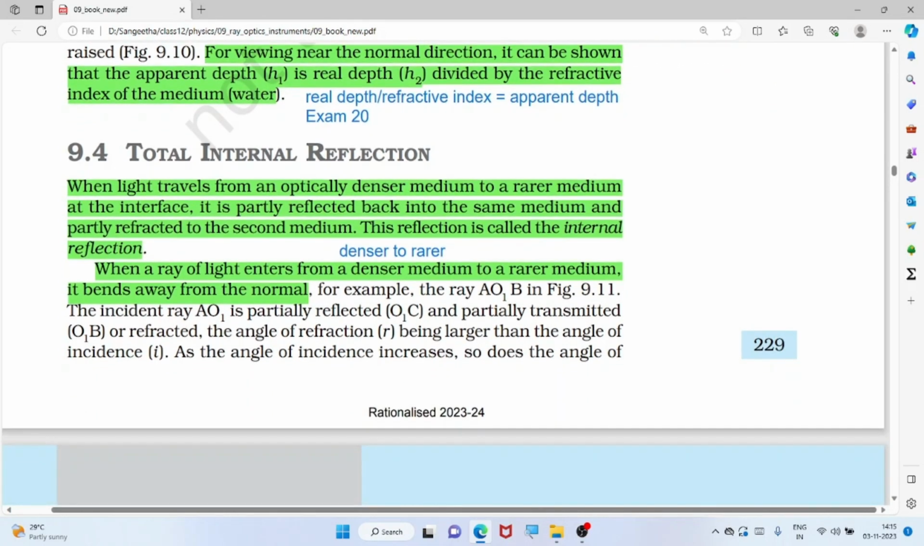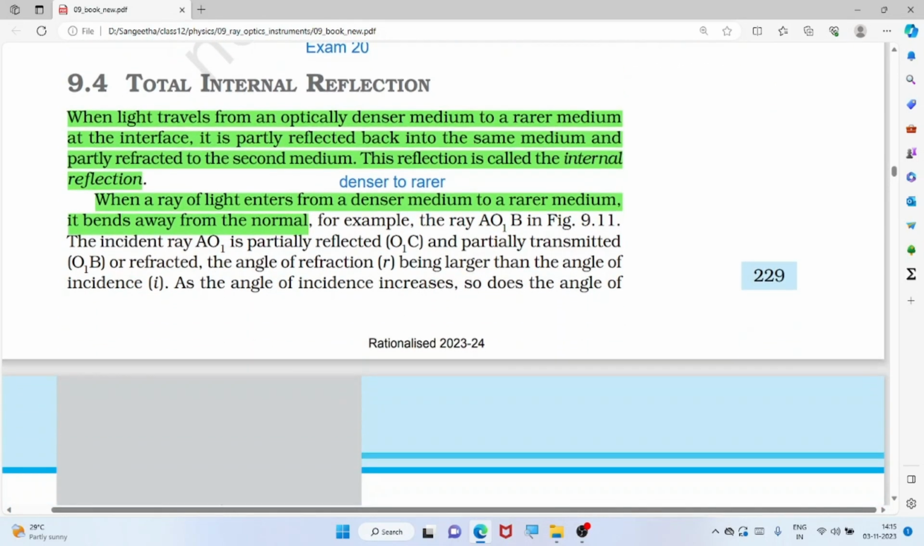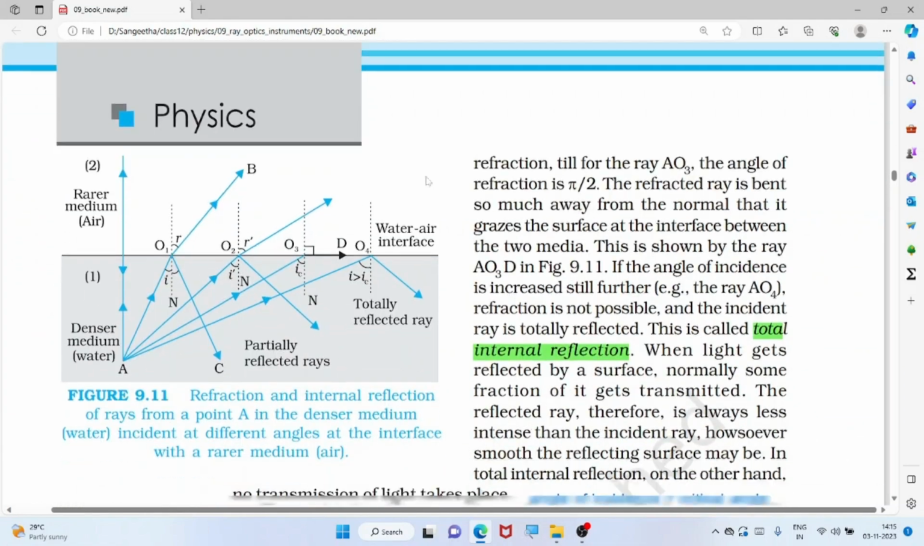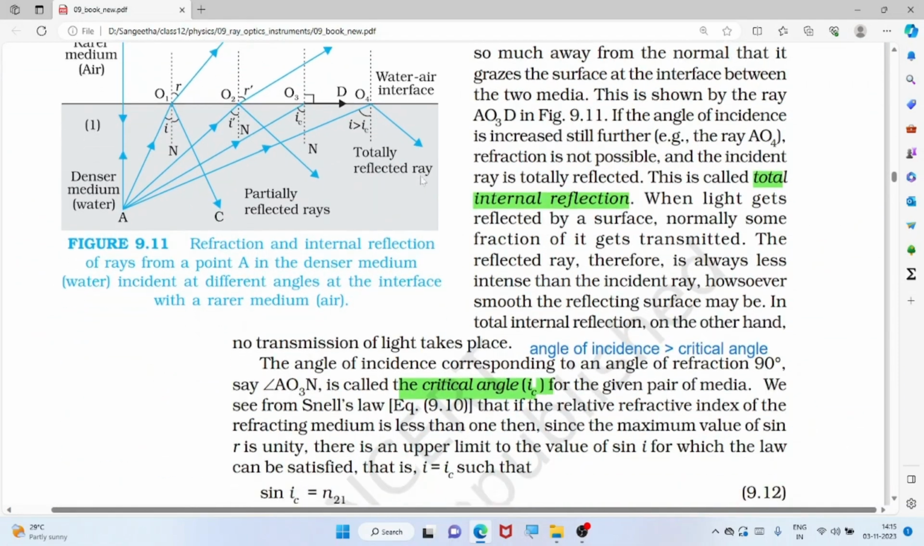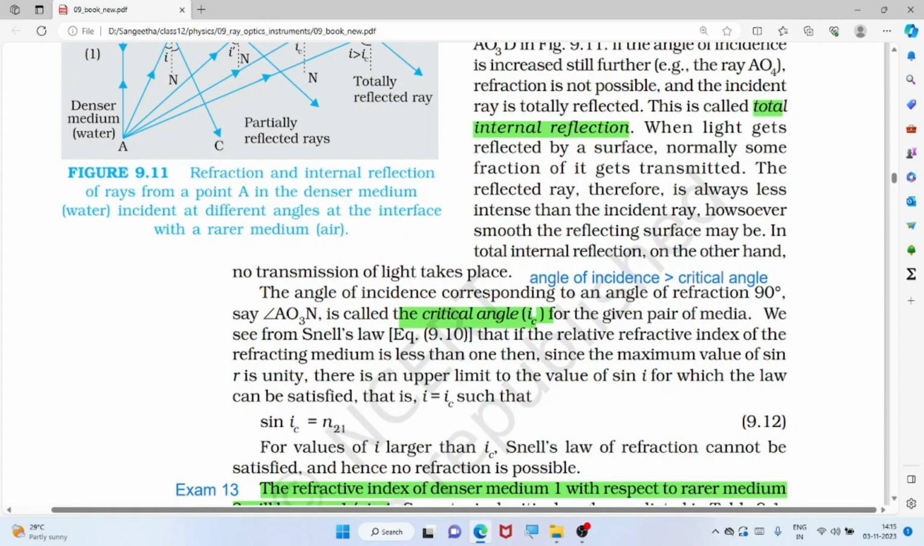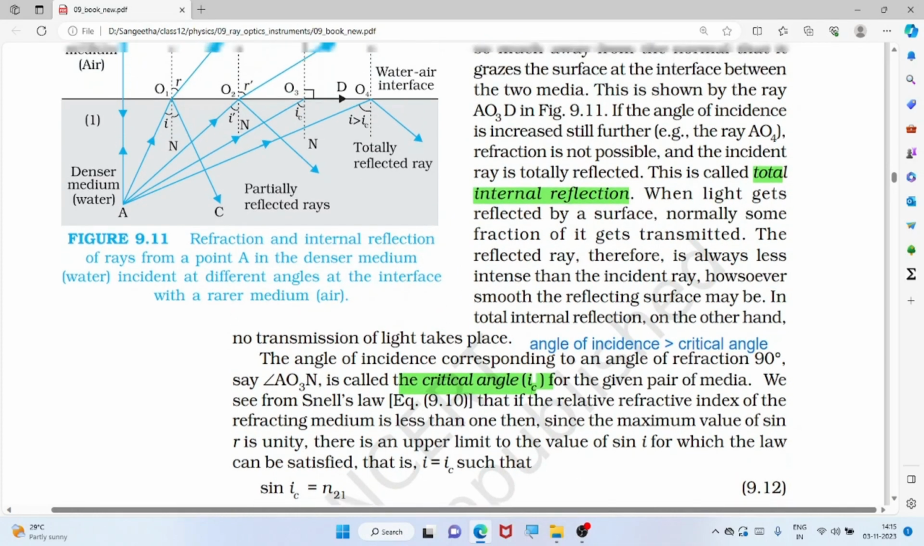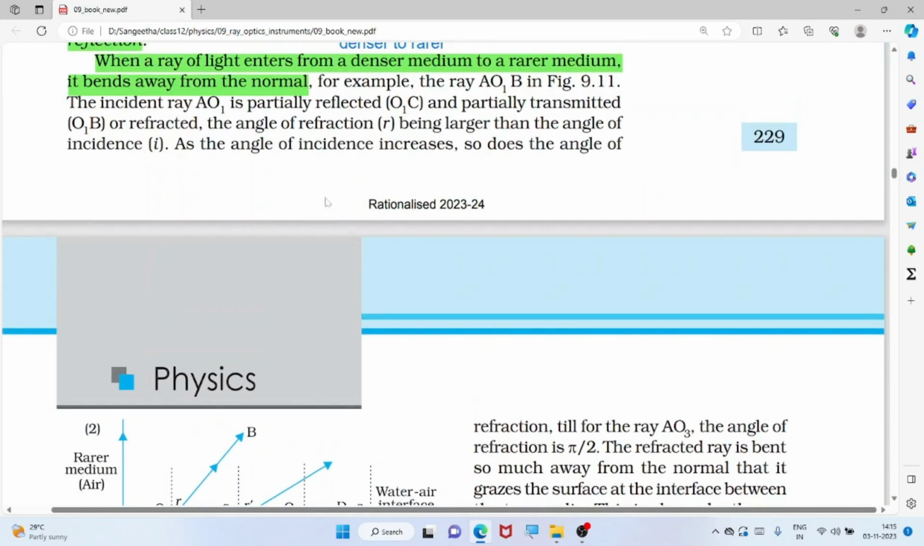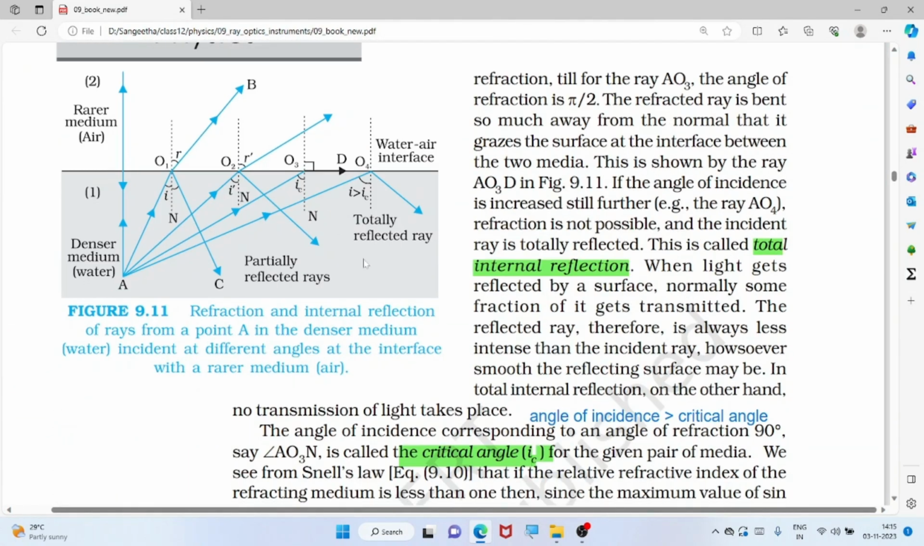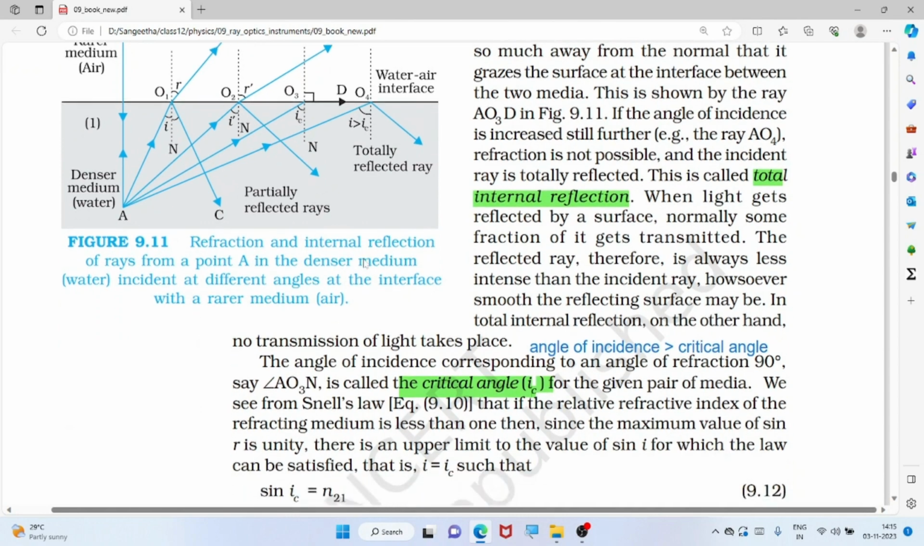Total internal reflection. This will happen when the angle of incidence is greater than the critical angle. This happens from denser to rarer medium only. So here the angle of incidence should be greater than the critical angle. There are two conditions: denser to rarer medium, and the angle of incidence greater than the critical angle. Then total internal reflection takes place.